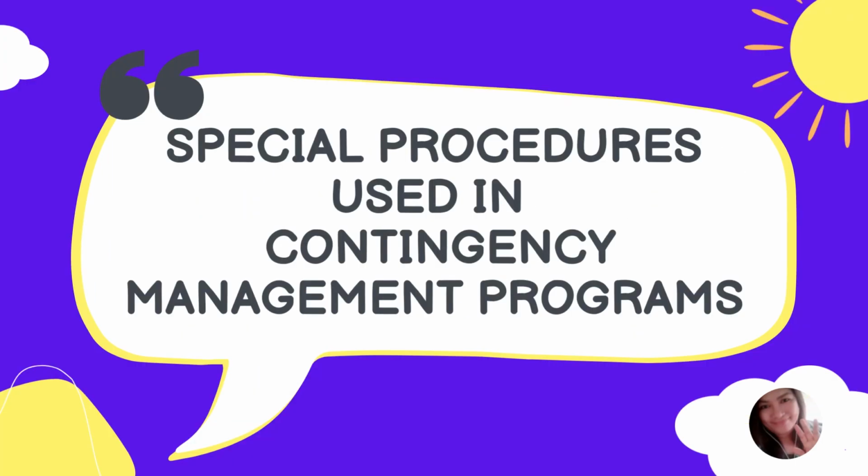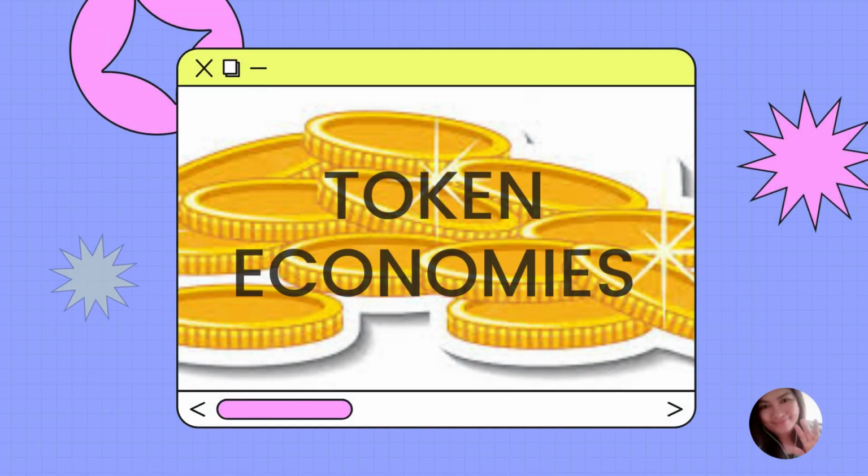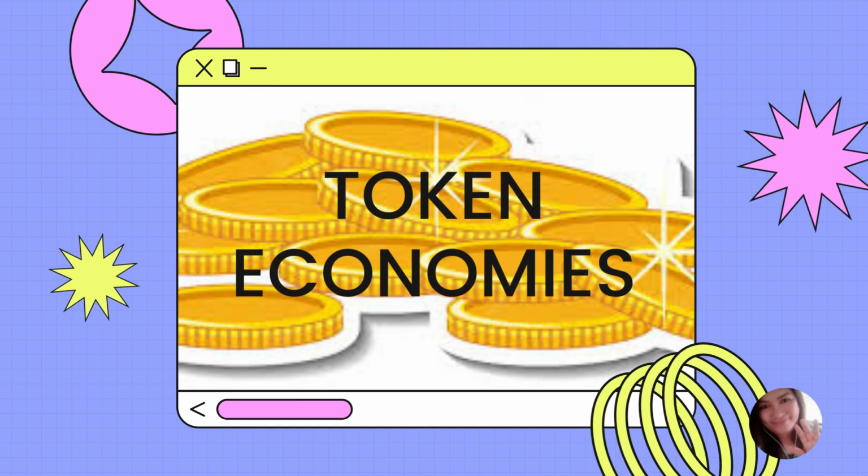Next are the special procedures used in contingency programs or contingency management programs. The following procedures and strategies are often used in contingency management programs. Each has the potential to change the behavior of students with disabilities. All can be applied in the classroom situation. Number 1 is the token economies.